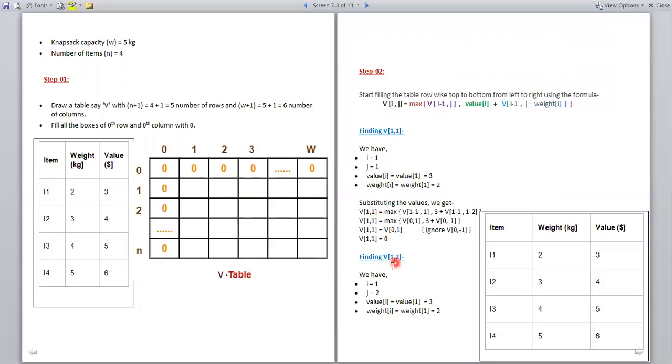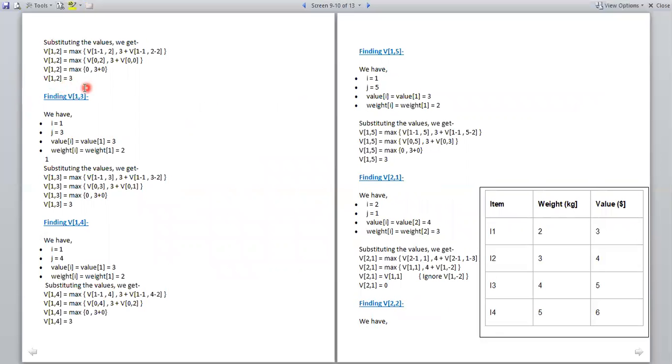Next we have to calculate the first row, second column, that means 1 and 2. So i is 1, that means the first item, and j is 2, that means the weight is 2. All these are the weights, and these are the items, that is 0, 1, 2 to n are the items. So i is equal to 1 and j is equal to 2, that means the first row and second column. Next, the value of the first item is 3 and the weight is 2. Then we calculate and get V of 1 2, and similarly we calculate V of 1 3, V of 1 4, V of 1 5. That means we'll get all the column values of the first row.